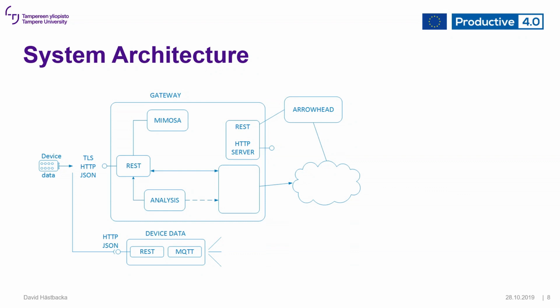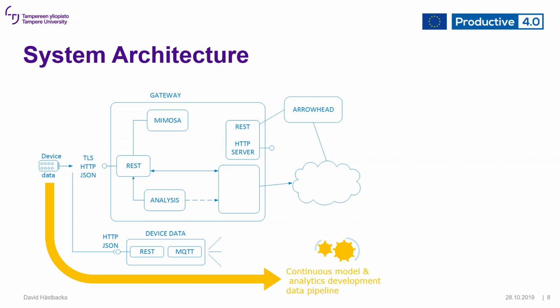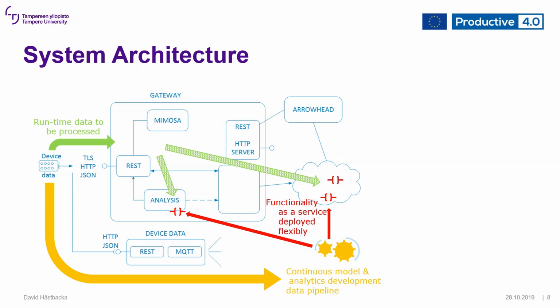Quickly to summarize the system architecture that was developed, we have here on the left-hand side devices that provide sensor data. These are primarily used to develop our analytics models, as well as algorithms that are then deployed to the gateway and to various cloud locations. And runtime data is then being fed into these functions or computational services.